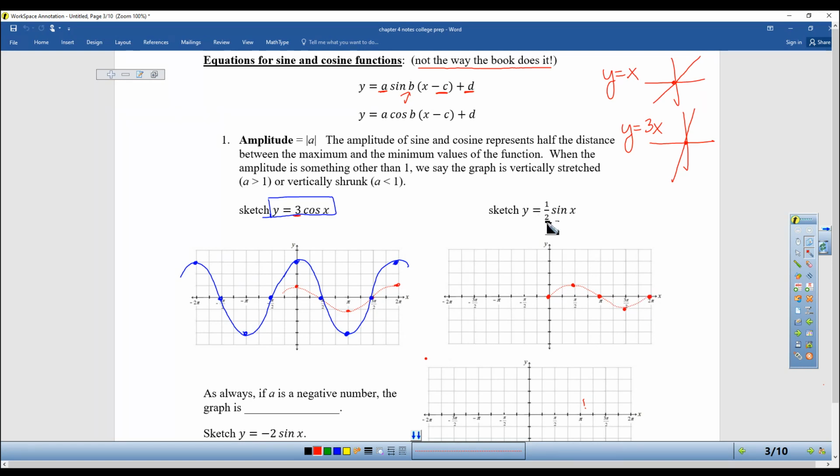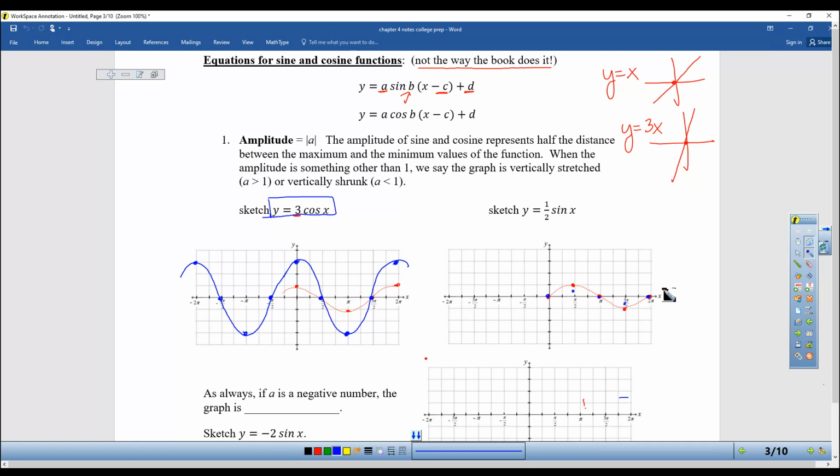So what should a 1 have to do it? Make it not as steep, half as steep to be exact. So I'm going to multiply each coordinate by a half, each y value. So 0 times a half is still 0. And then 1 times a half is only a half. 0 is still 0. Negative 1 times a half is negative 1 half. And 0 is still 0.